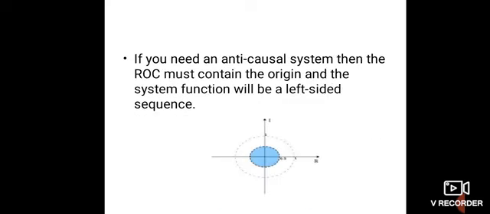If you need an anti-causal system, then the ROC must contain the origin, as I said in the previous one, the interior part from the poles. If you need an anti-causal system, then the ROC must contain the origin and the system function will be a left-sided sequence. For the circle whose radius is 0.5, the whole blue region is the ROC, and it will also contain the origin. So the system function will be a left-sided sequence.